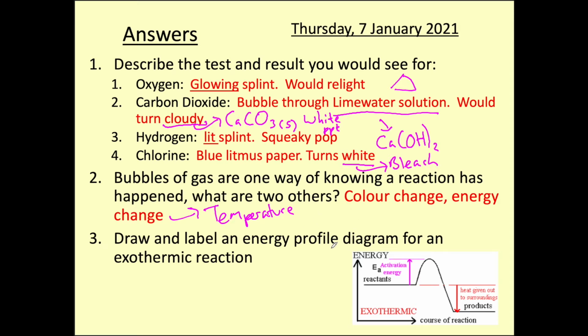And question 3 links in to that topic that you'll have looked at last year. So this is for our exothermic reaction. Overall, we have an energy loss from our reactants to our products, and so because we've decreased energy going from reactants to products, that gets released to the surroundings, and therefore we have an increase in temperature.